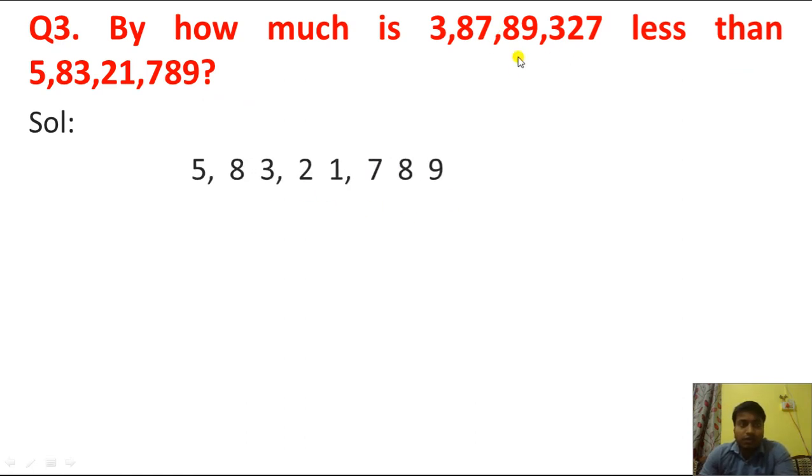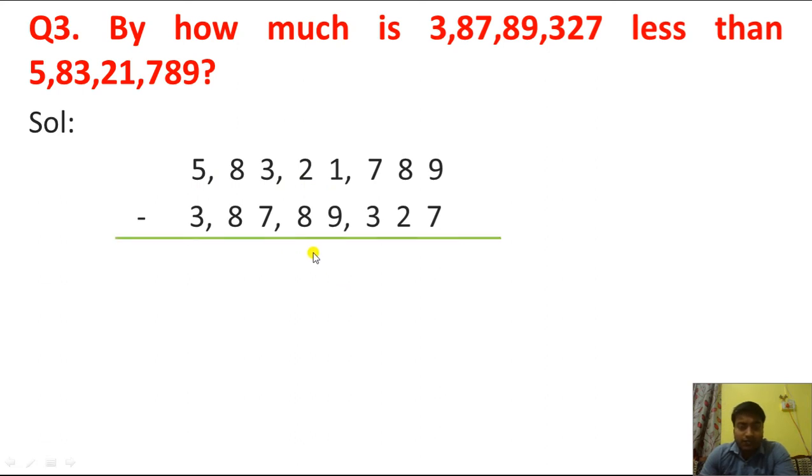So this number we have to subtract from this number to find the number. Clear? So here you can see 5 crore 83 lakh 21,789, and from this number we have to subtract this number. Okay, now I have arranged according to column wise. Now we have to subtract. So here you can see, here we have 9 and here 7. So easily we can subtract because 9 is greater than 7. When we subtract 9 minus 7 we'll get 2. Now 8 minus 2 is 6, 7 minus 3 is 4.